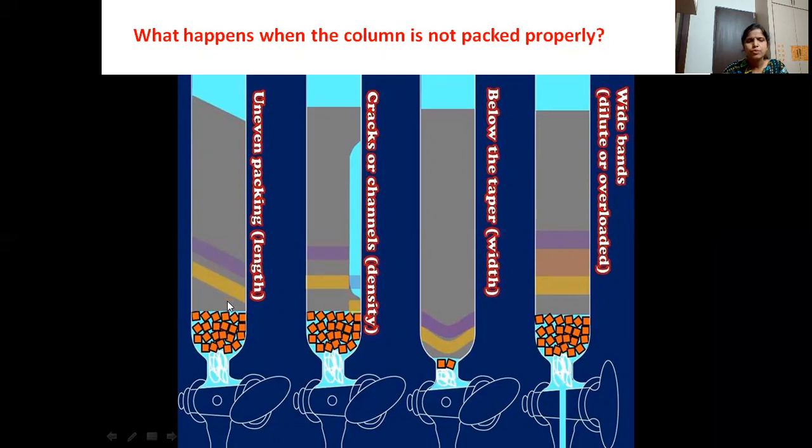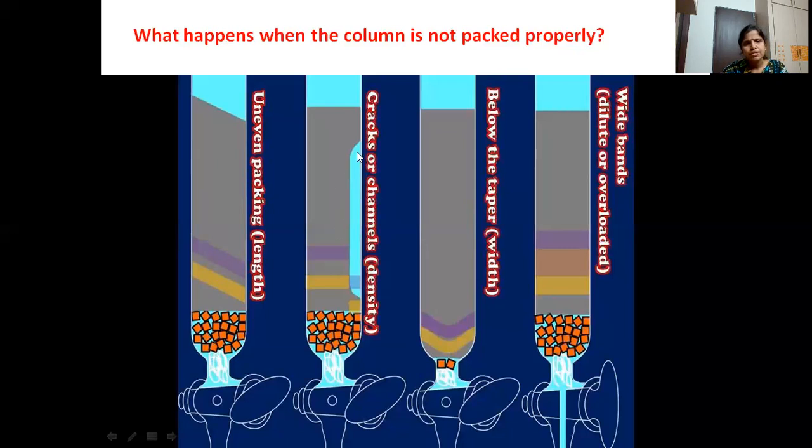Okay, that means you cannot properly collect those samples which are coming out from the column. So this is the glass wool, sand, and this is the stationary phase. When the stationary phase is not uniformly packed, then the separation would be like this. When the separation is like this, the components cannot be separated easily.